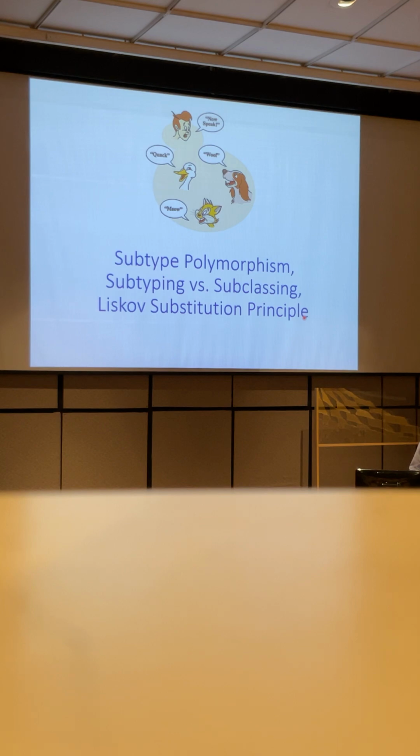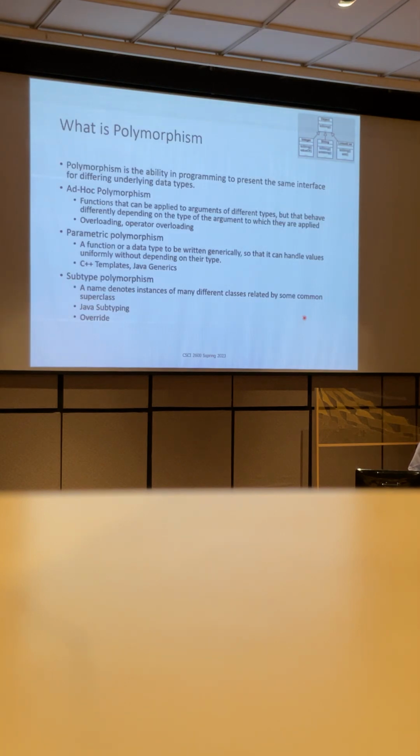All right, and then the third type of polymorphism is called ad hoc polymorphism, and this is something that you are actually familiar with already, but maybe you didn't know that it is called ad hoc polymorphism. Ad hoc polymorphism is overloading. So here are the three types: ad hoc, which is overloading; parametric, which is templates in C++, generics in Java; and subtype polymorphism, which is the subject of our topic today.